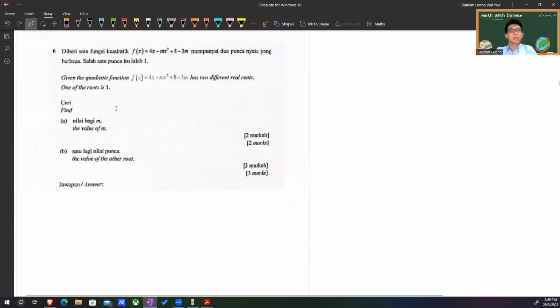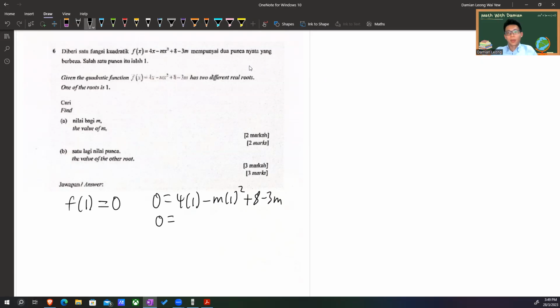Question 6. Given quadratic function. It's very hard to see, refer to this. 4x minus mx squared plus 8 minus 3m has 2 different real roots. One of the roots is 1. So they already tell you one of the roots, then it's very simple. Means when x is 1, f(1) should be equal to 0. So 0 equals 4 times 1 minus m times 1 square plus 8 minus 3m.